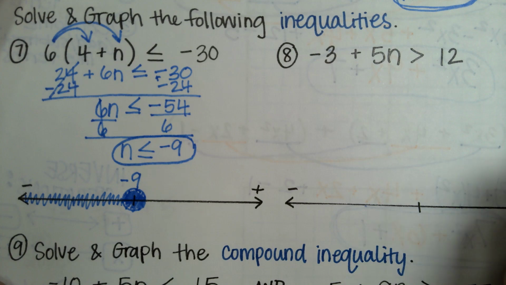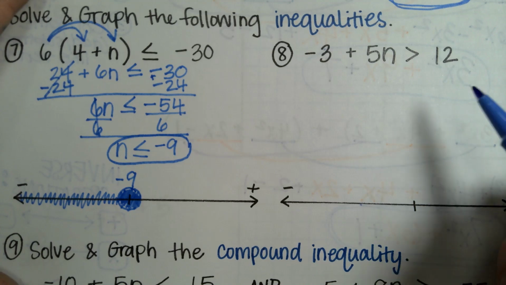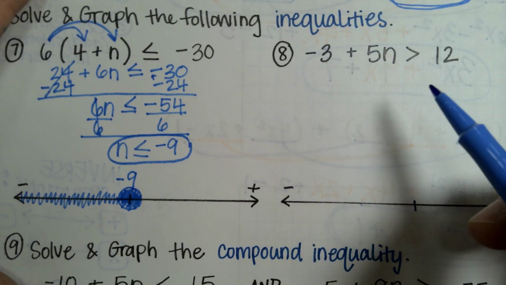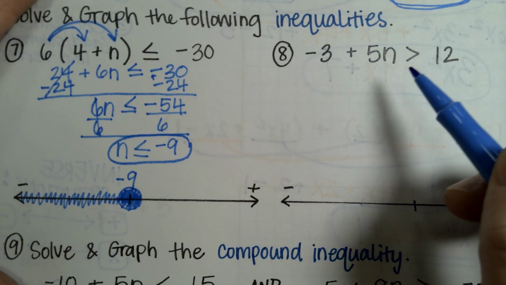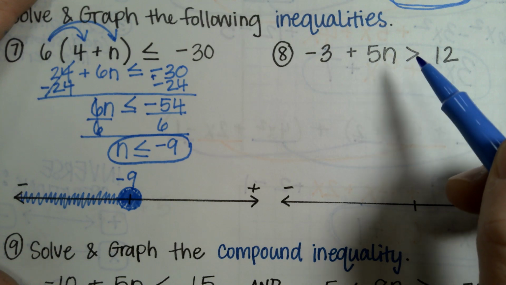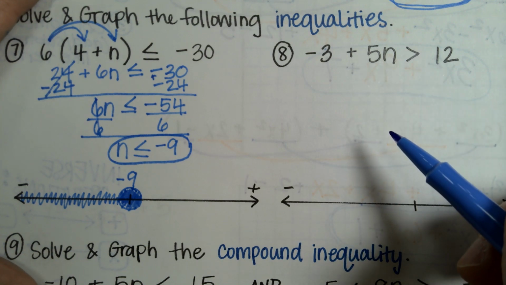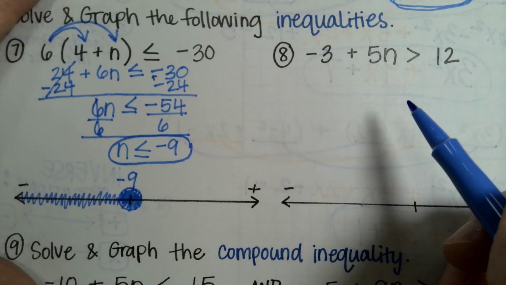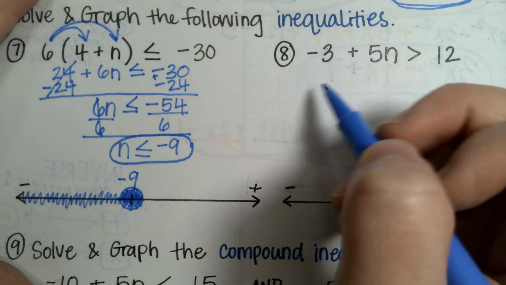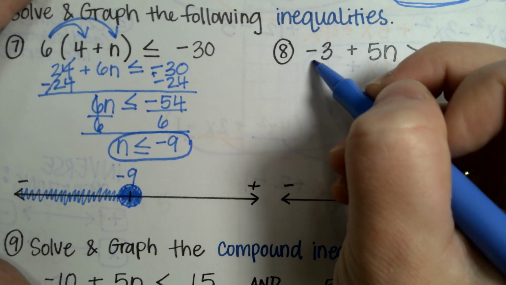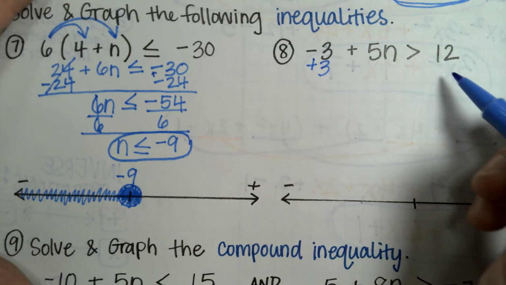Okay, let's move on to number 8. We ready for that? Anybody need a minute? Okay, so number 8, I have negative 3 plus 5n is greater than 12. Good. You are right, though. So Lewis said plus 3. That's correct. We're going to add 3 to get rid of that negative 3.